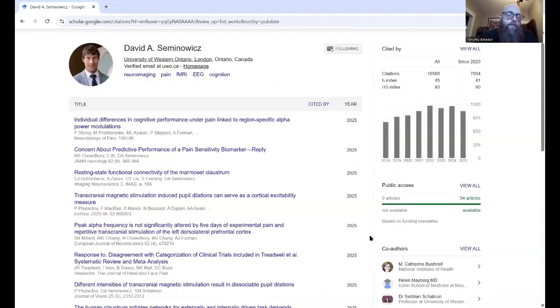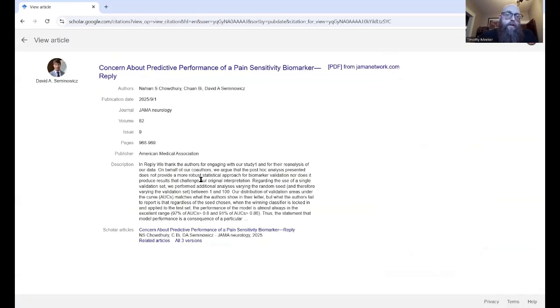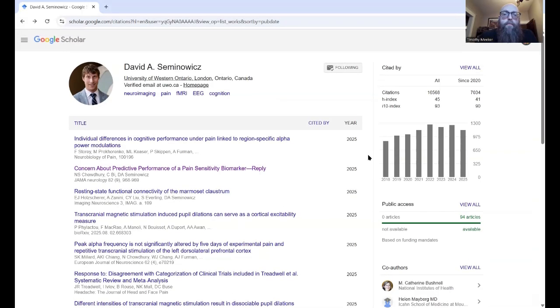But the other thing you can see is that replies to journal letters to the editor are in here as well. He's been working on a pain sensitivity biomarker for the last, I guess, 10 years now almost. So that sort of gives you an idea of Google Scholar.